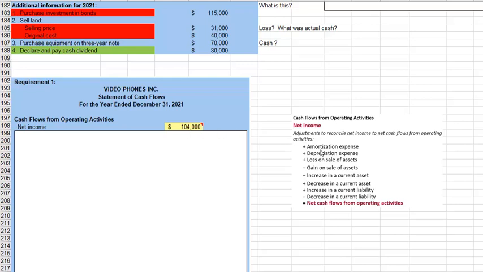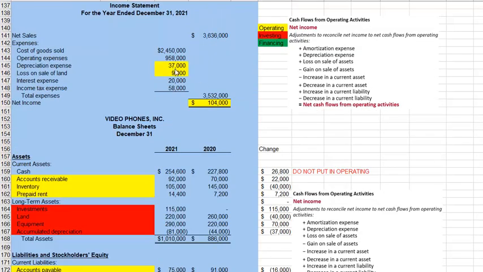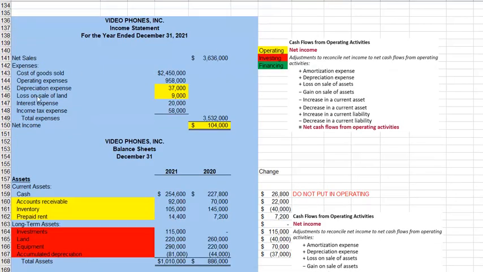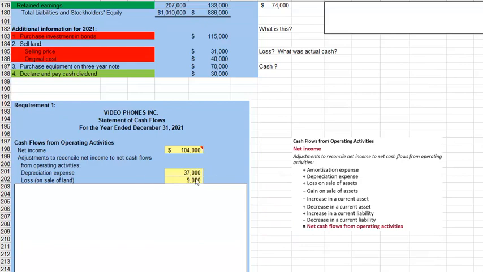Next up, we're going to add back any amortization and depreciation. Let's add back our depreciation. Depreciation is $37,000. Here we have added this into our cash flows for operating activities. What's next? Add back any losses and subtract any gains. We have a loss on our sale of an asset. Let's add that back. Our loss on our sale is $9,000. Here we've added this to our cash flows from operating activities.